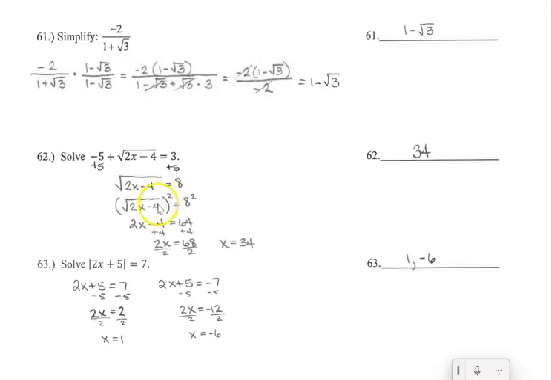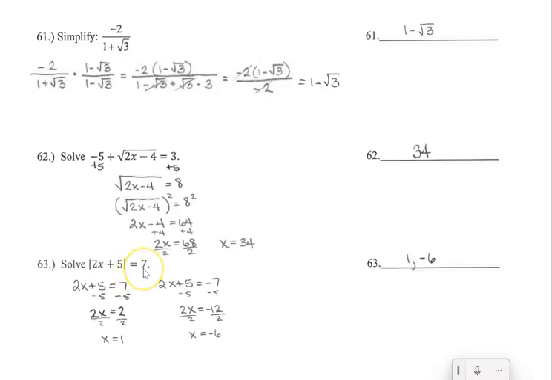So the square root and the square cancel each other out, and 8 squared is 64. So now to get x by itself, we're going to add 4 to both sides and then divide by 2, and we'll get x equals 34. And when we plug that back in to check it, it does work, so we know that it's not an extraneous root.